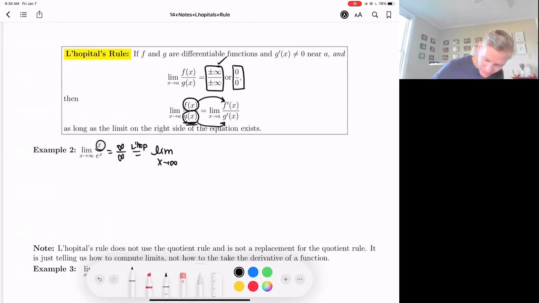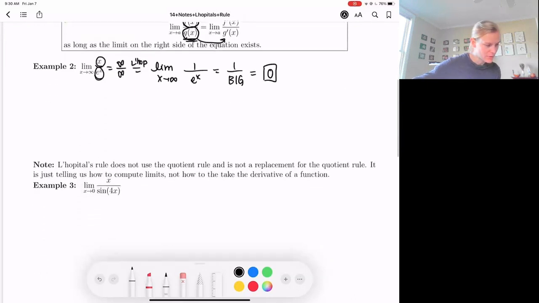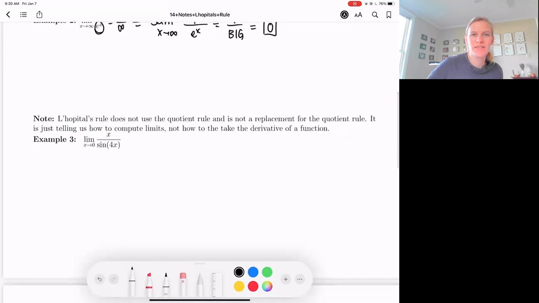I replace my numerator with its derivative, which is 1, and I replace my denominator with the derivative, which is e to the x. When I plug infinity in here, I'm going to get 1 over a very big number. 1 over a very big number gives us something very close to 0. So I get 0 out. Okay. So I will do the next examples in the next video, but you should try some of these on your own first.